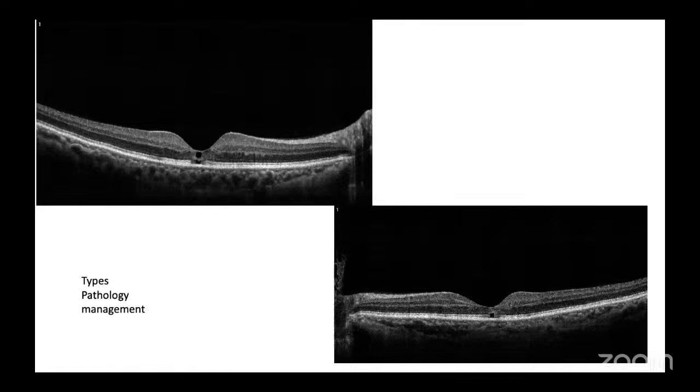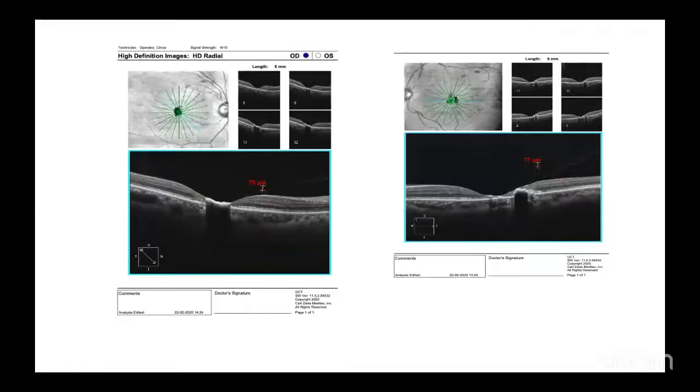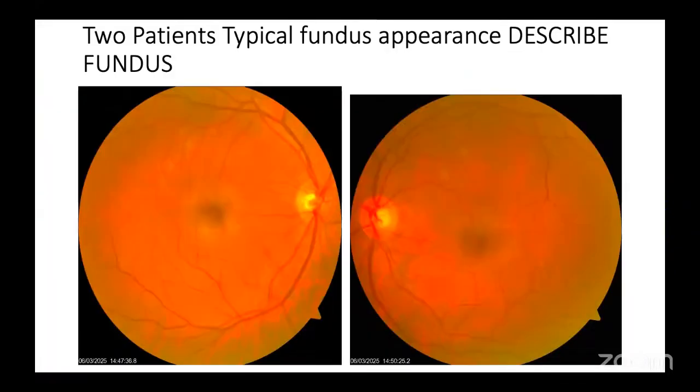In the OCT there is disruption of the ISOS junction, and there is also a microcyst, a subfoveal microcyst. And this one? This one there is like a scar, with back shadowing.